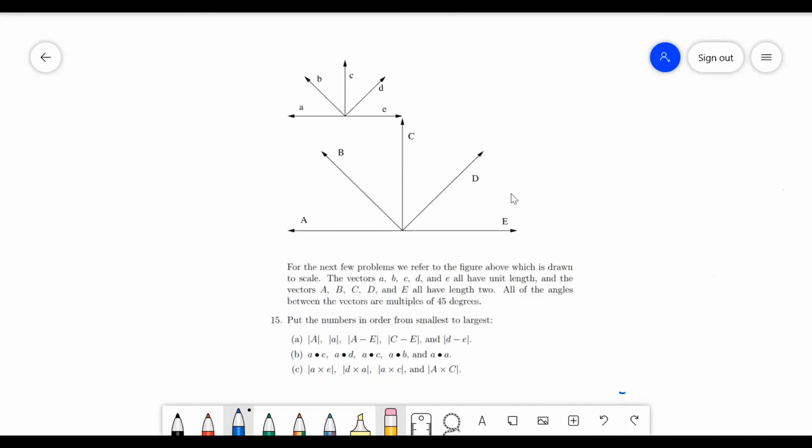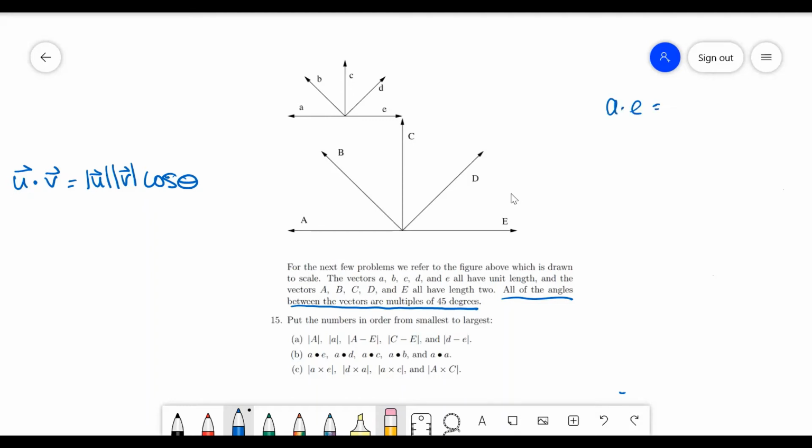Okay, so for our dot product here, we want to remember that the dot product of U and V is equal to the length of U times the length of V times cosine of the angle that is between them. So this is where the idea that all the angles between the vectors are multiples of 45 degrees becomes really important. So if we look at A dot E, for example, I'll write all the values out here.